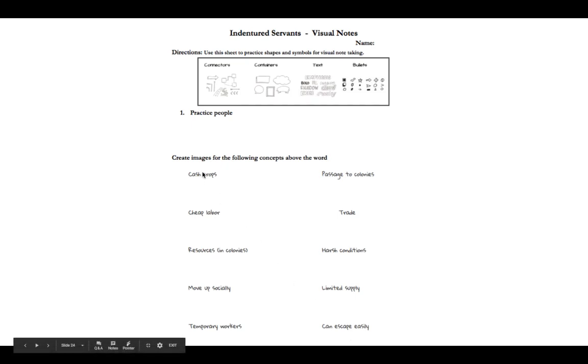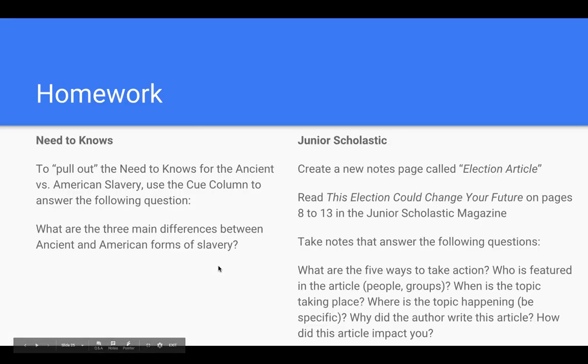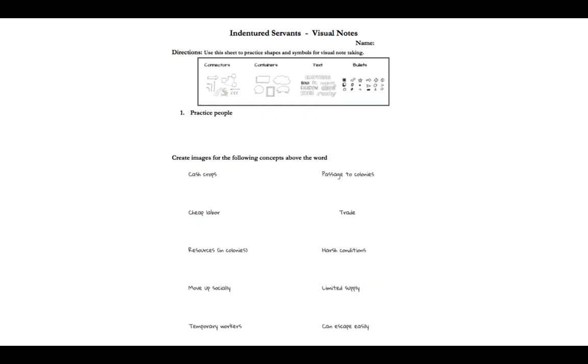So your job is to come up with 1 to 3 symbols for each one of these terms and just draw the symbol below. And then later on in your notes, you're going to be using these quite frequently when you create visual notes. But you'll have this kind of dictionary of symbols here. Okay, pause now and finish this sheet.